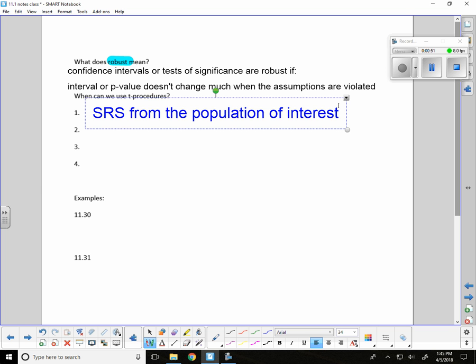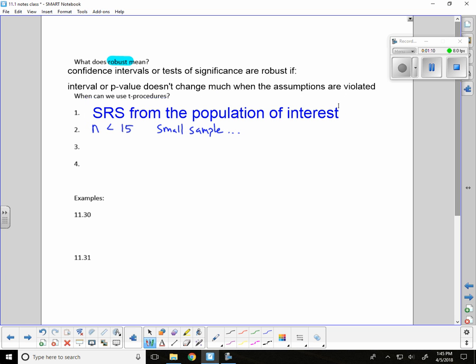All right, so then the next ones deal with the sample size. So let's look at 3 different possibilities. If n is less than 15, right, this is our small sample. So if we have a small sample, what has to be true? We need to have close to normal data.